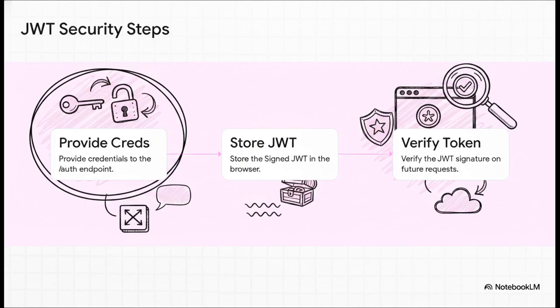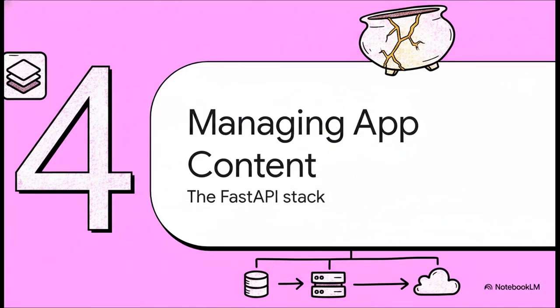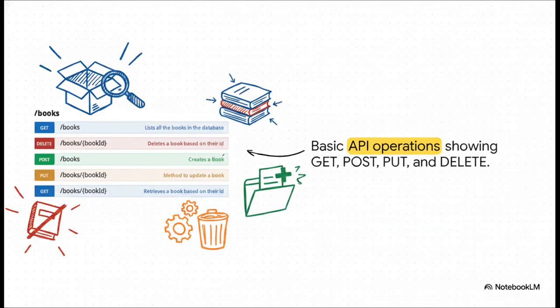Pretty straightforward, right? Finally, Section 4, Managing App Content. We map all these interactions out using standard CRUD operations. Get retrieves data, post creates it, put updates it, and delete, well, removes it. It's basically the universal language of content management.